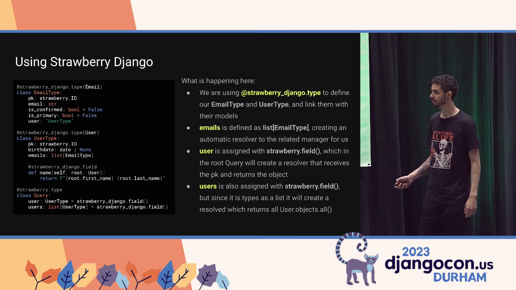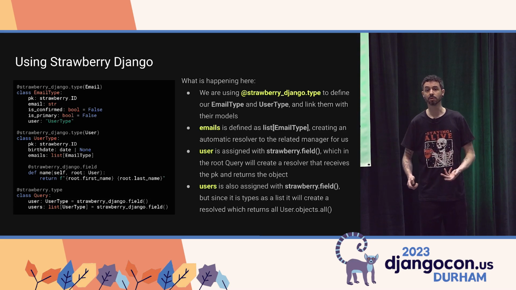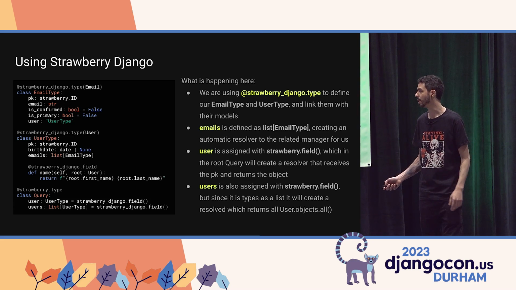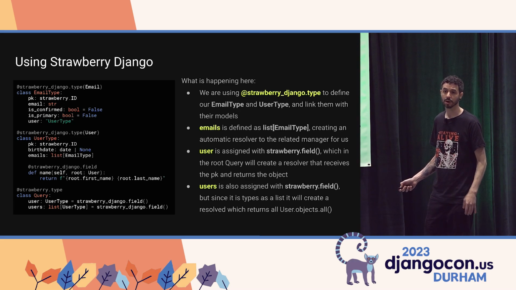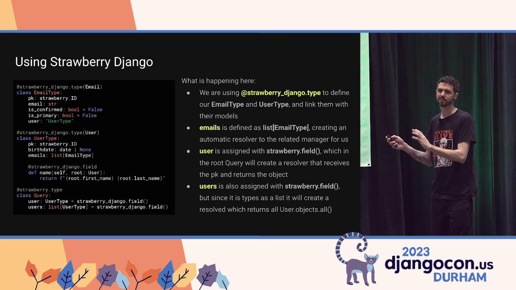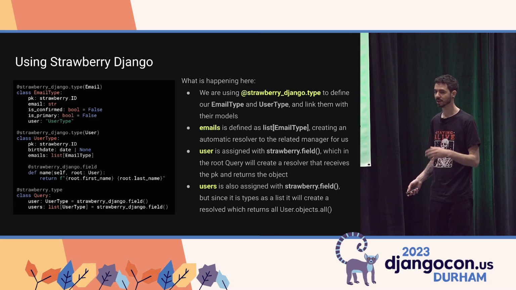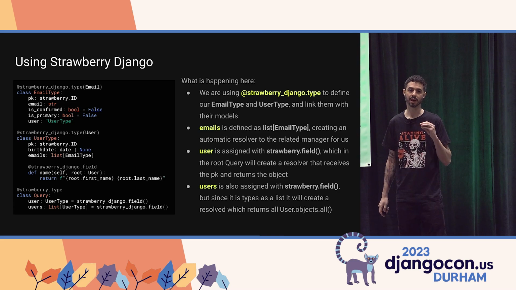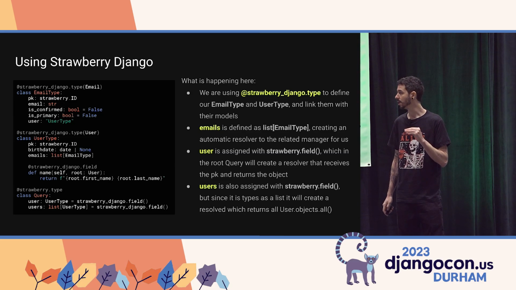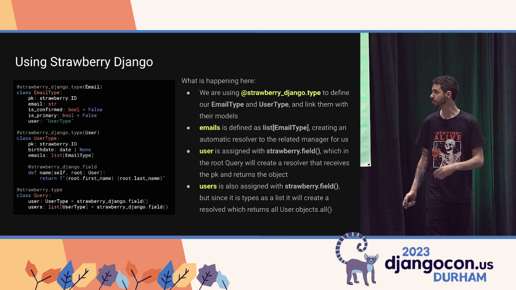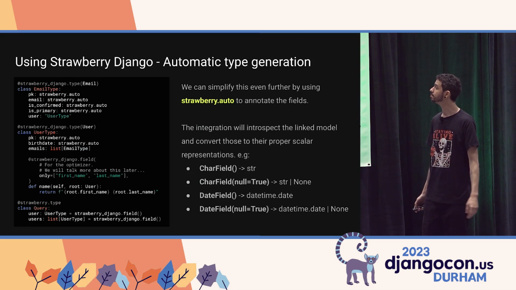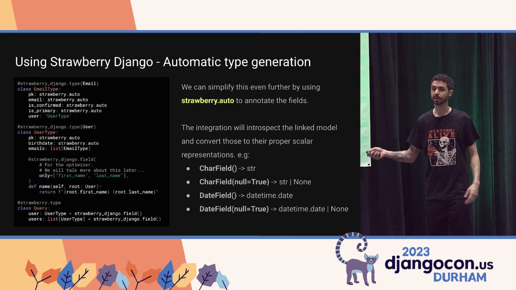And the same goes for users here, which is typed to return a list of user type. And this one will create a resolver, which will basically query user.objects.all and return it. Of course, this is the easiest way of doing this. I can always define my own, and I will show some examples of how to add some custom filters and ordering to it, and pagination as well. But we can do better.